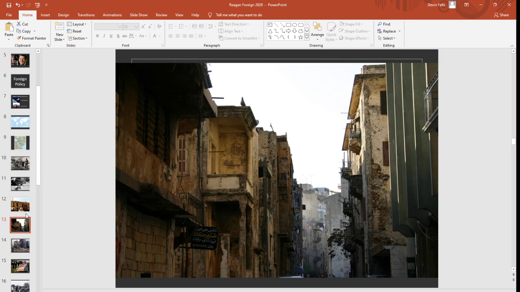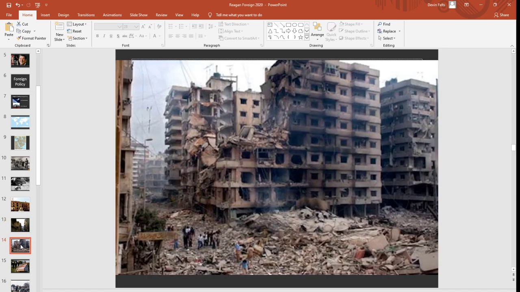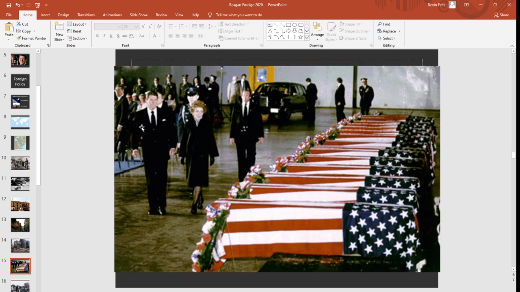There are cities that are destroyed, families lose family members in the fighting. There's a lot of violence between Christians and Muslims at this time. And so the country is torn apart. And so the president of Lebanon asked the United States to come and try to help stop the civil war. Ronald Reagan agrees to this. We send, I believe it's about 800 troops, almost 1,000.